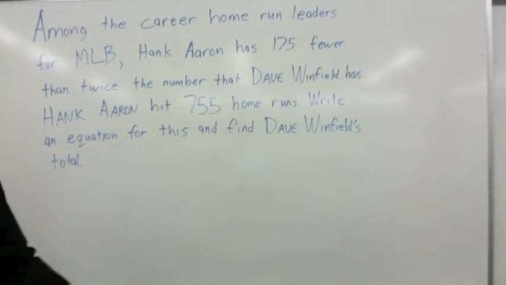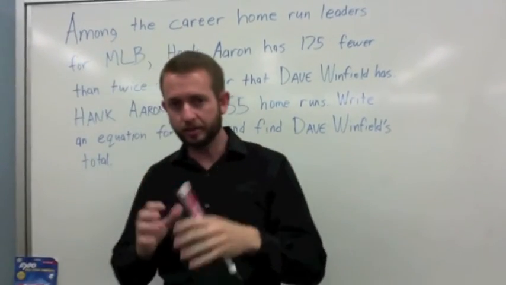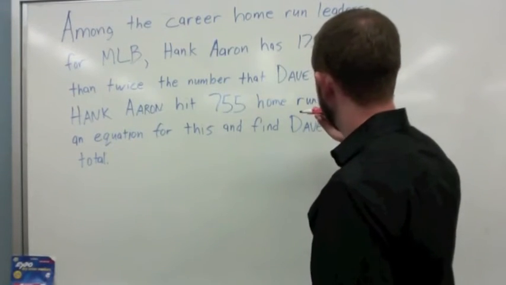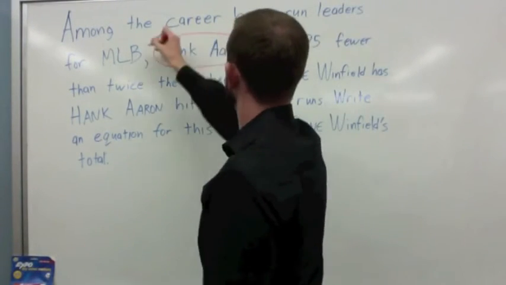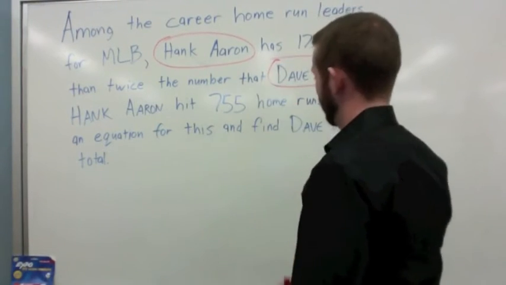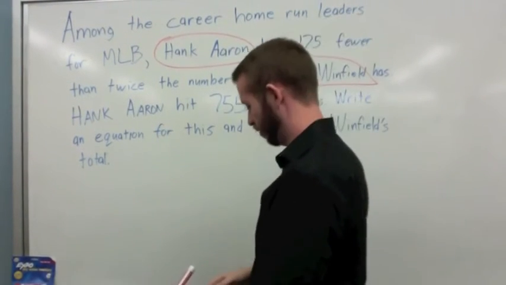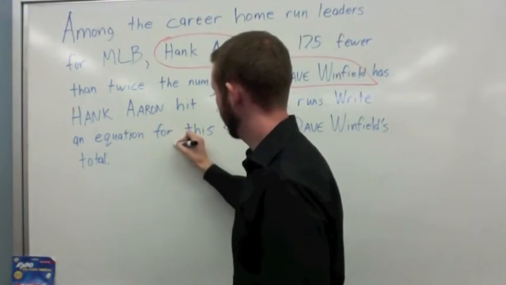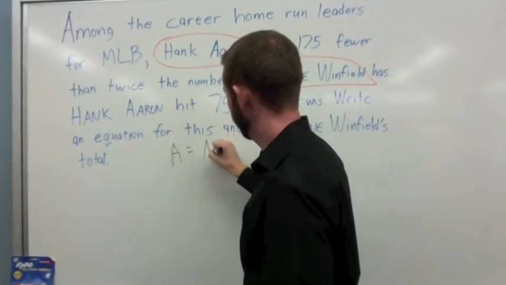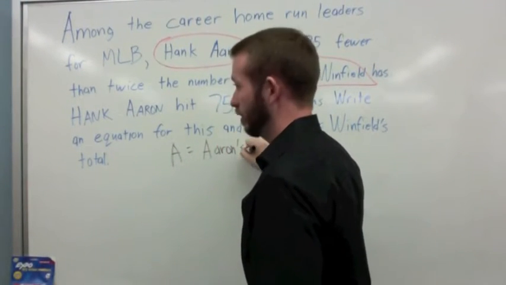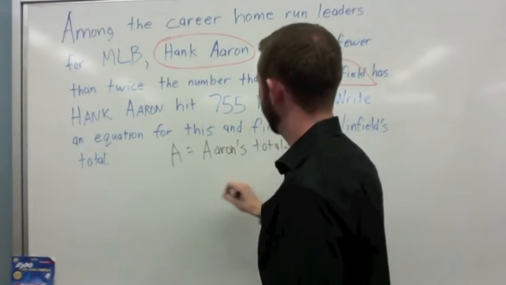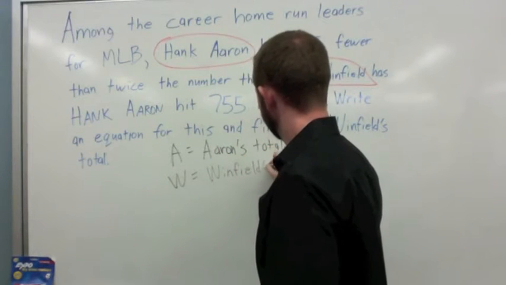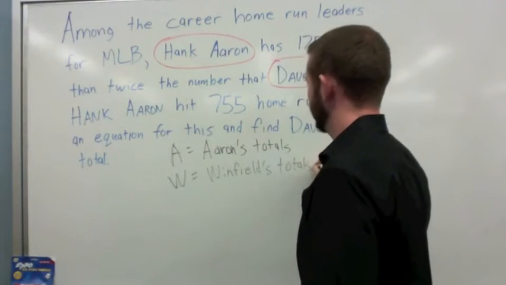All right, we need to set this up somehow. We need to have these two things relating to each other. So let's think through what's important here. Talking home runs, we're talking about these two players. Let's use some initials for them. We'll say A equals Aaron's totals, and then we will say that W equals Winfield's totals. And that's in home runs.